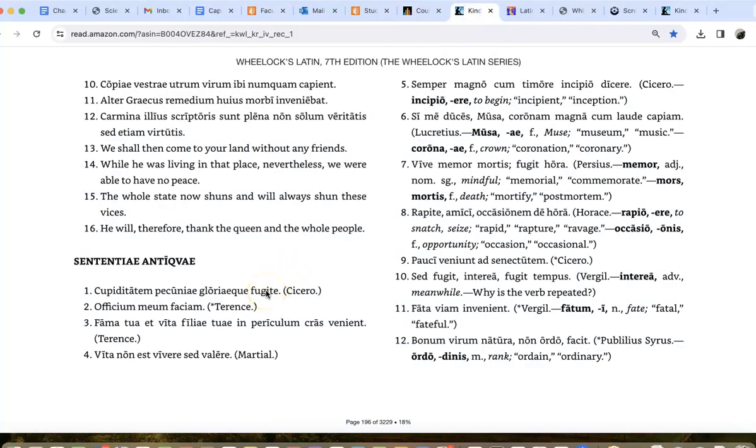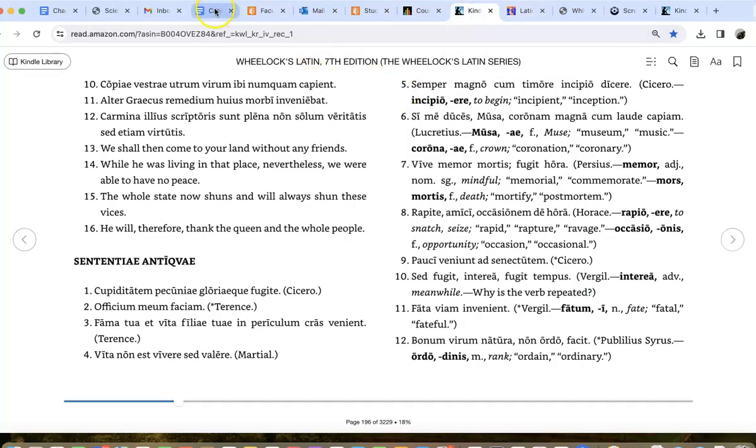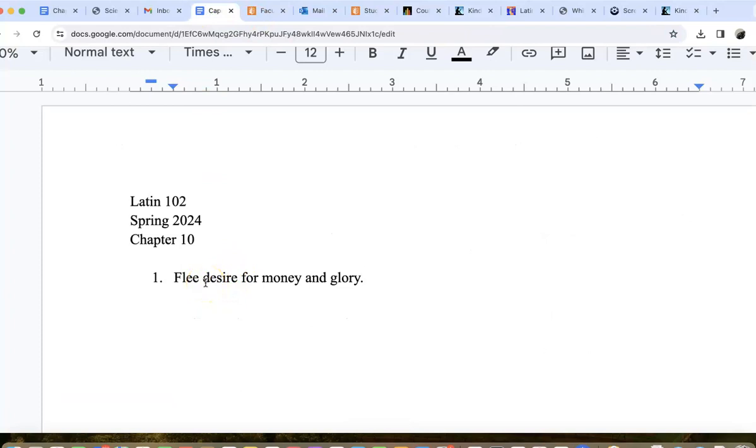So fugite, flee; cupiditatem, desire, like Cupid, and then you desire for something. So here's -ae, pecuniae gloriaeque. And so we look at our endings here. This is first declension, dative singular. So there's our pecuniae gloriaeque, and we put it all together: flee a desire for money and glory. If you want to say a desire, that's fine too. We're not going to get into debates of style in this online format.